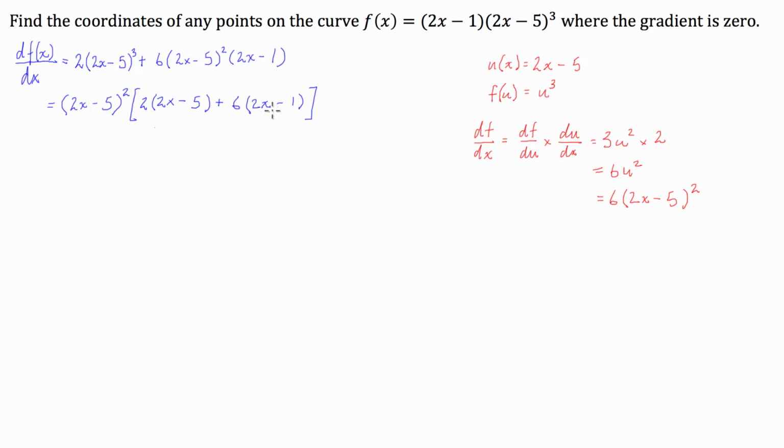Great. Now, what we're going to do next is simplify the inside part of this. So we're going to multiply out our brackets and collect our like terms. So we'll just quickly write the front bit down again. Now inside the bracket we're going to have 2 times 2x, which is 4x. 2 times negative 5, which is negative 10. 6 times 2x is 12x.